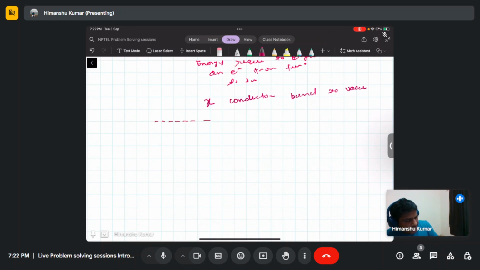If you draw the band diagram, then this is the Fermi level, phi of metal, the work function of the metal, and depending on which kind of doping is there, you can define this as phi of semiconductor.